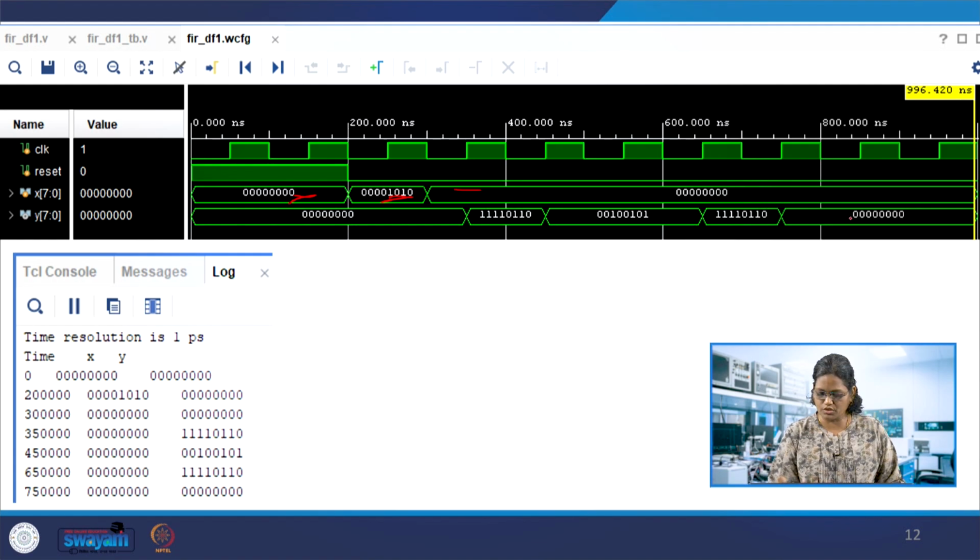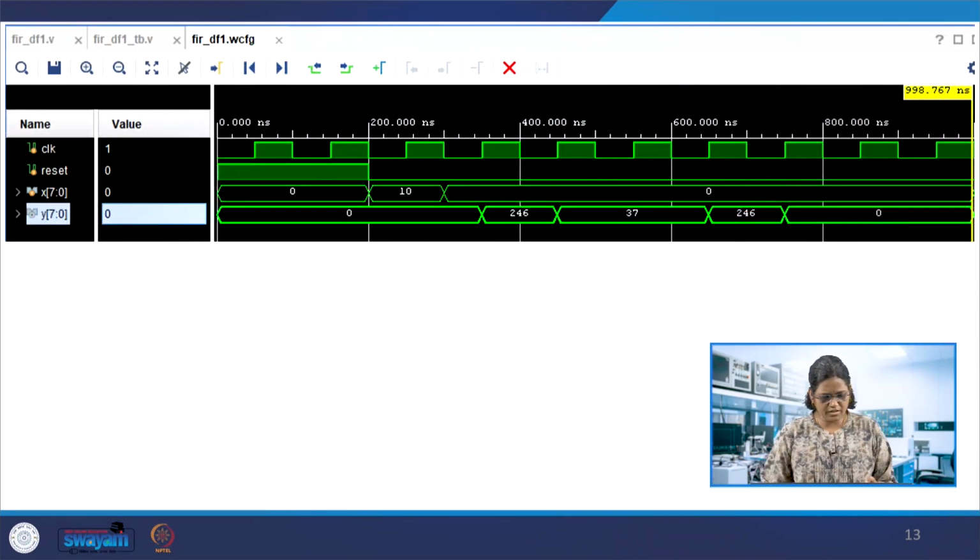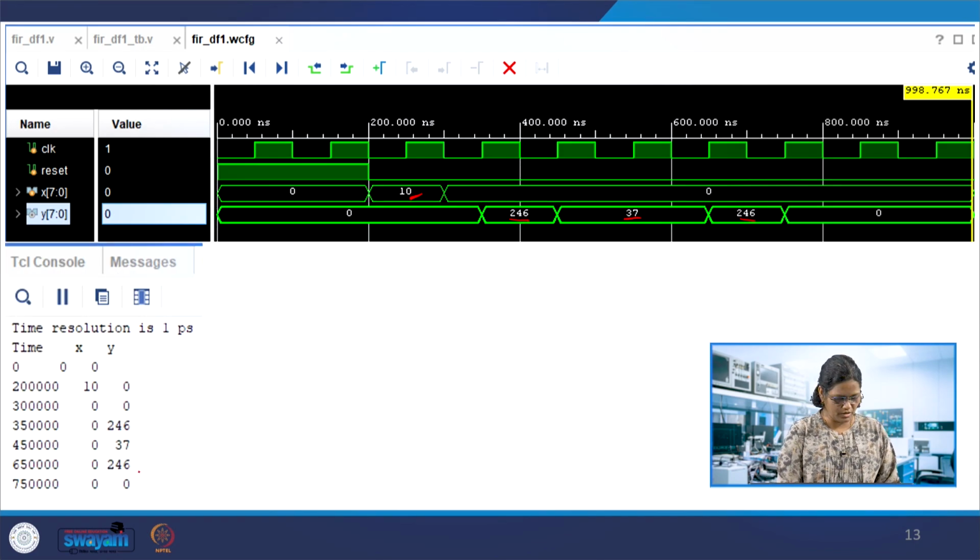These are the outputs which you get every clock cycle for the input which is given. Input is stopped after that. This is the impulse response of the filter, which we can see in another radix. So decimal 0 and then 10, reset is 1, the waveform editor gives 246, 37, 246, 0 and so on. So this is the impulse response of this filter. You can see for the coefficient, the input is 10. So this is the case of the 4 coefficients.